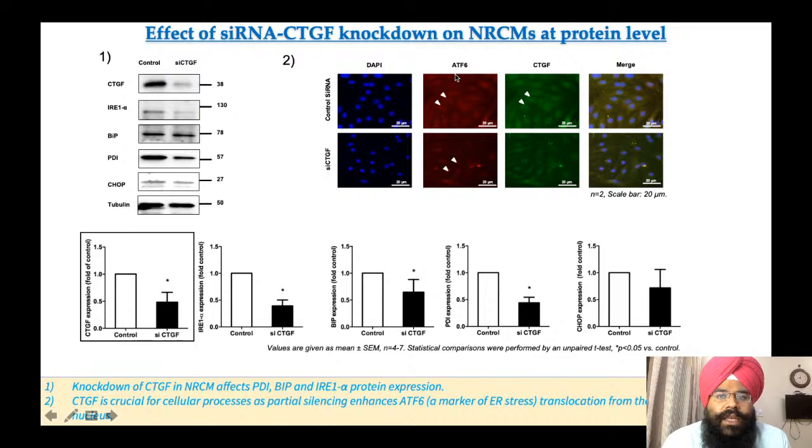Here I was checking the fluorescence dye of different proteins, CTGF, and this is a merge image of it at 20 micrometer of length, and that's how I differentiate between the results. So I was checking that ATF6 is present outside in the control, and in the knockdown I see it present inside the nucleus. So that's how we were able to differentiate between them.